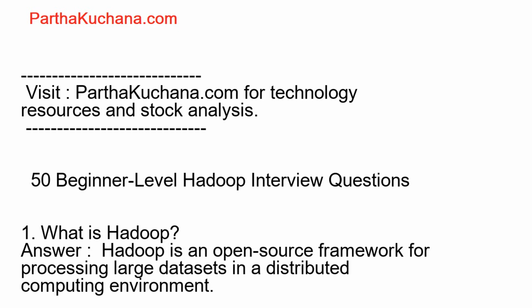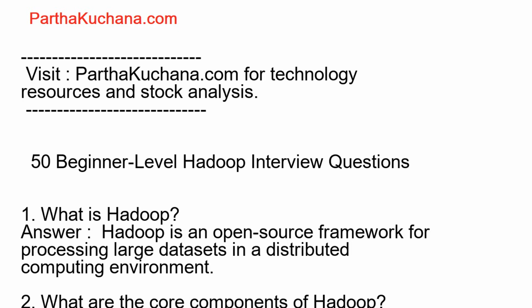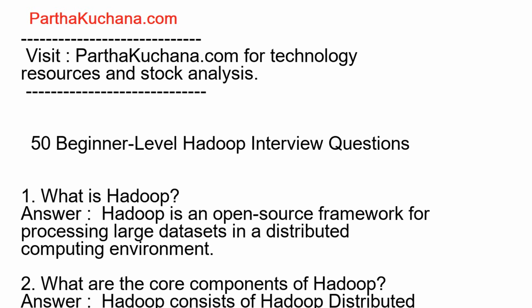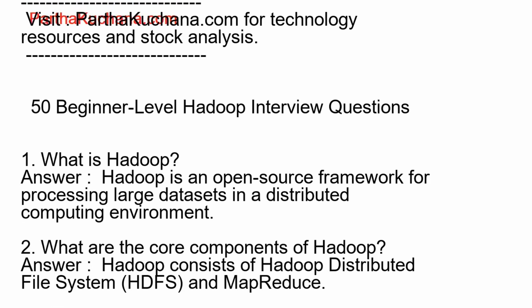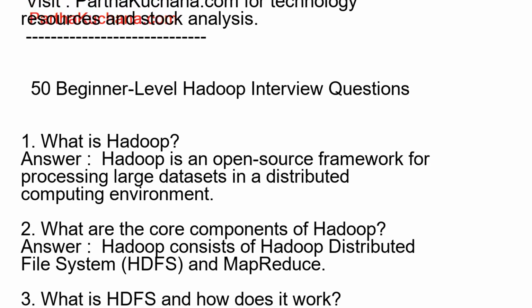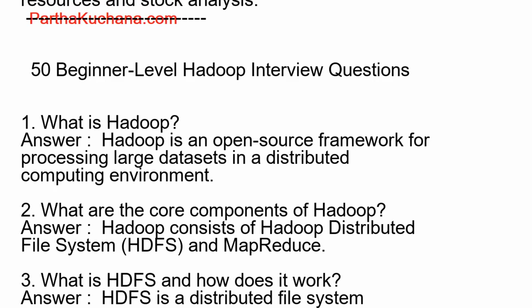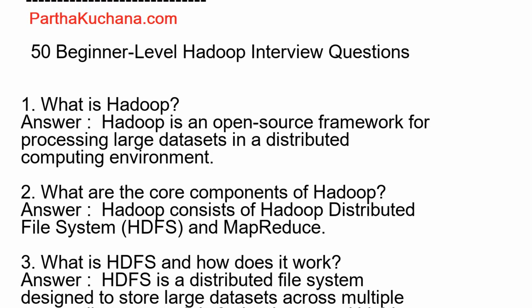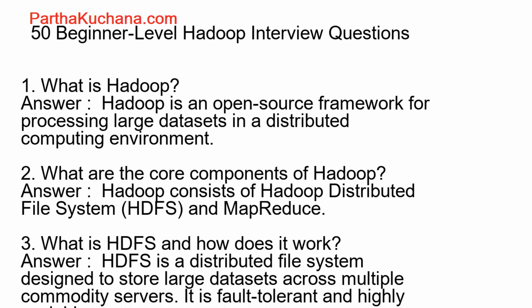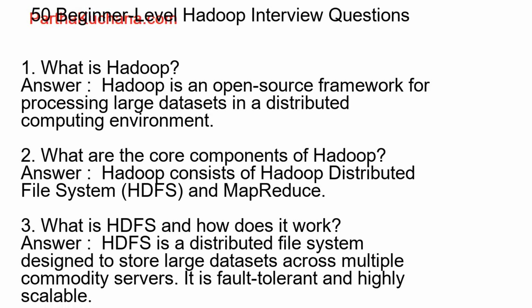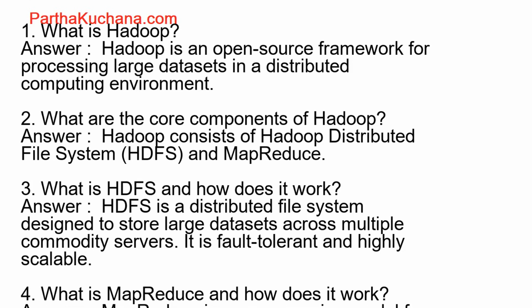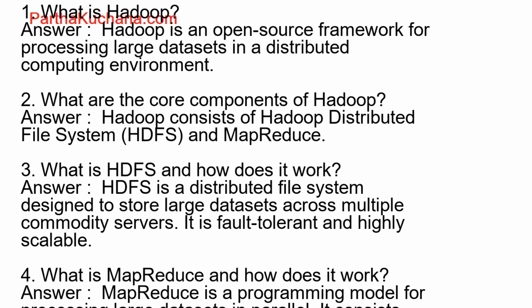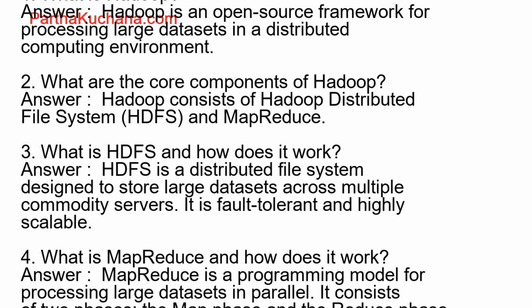3. What is HDFS and how does it work? Answer. HDFS is a distributed file system designed to store large datasets across multiple commodity servers. It is fault-tolerant and highly scalable. 4. What is MapReduce and how does it work? Answer. MapReduce is a programming model for processing large datasets in parallel. It consists of two phases, the map phase and the reduce phase.